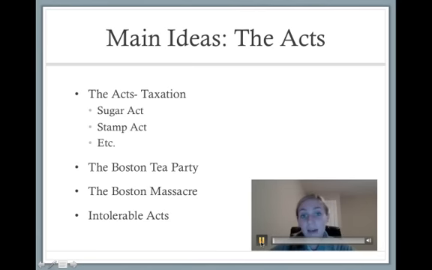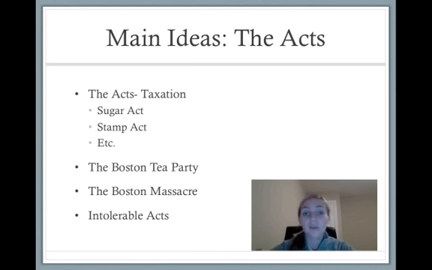Today we'll be discussing the acts that were placed on the colonists by the British for the purposes of taxing them in order to pay for the debts of the French and Indian War. This series of acts raised tension between the colonists and the British that will ultimately lead to the Revolutionary War.